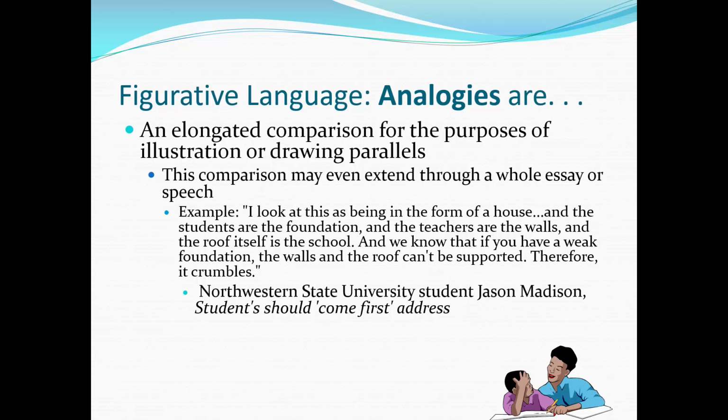this as being in the form of a house, and the students are the foundation, and the teachers are the walls, and the roof itself is the school. And we know that if you have a weak foundation, the walls and the roof can't be supportive. Therefore, it crumbles. So again, we see this extended comparison. The teachers are the walls, the roof itself is the school, the students are the foundation. So you've got 3 things being compared there.